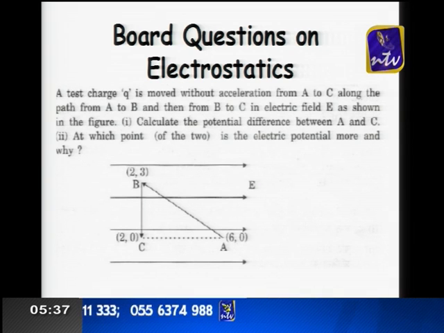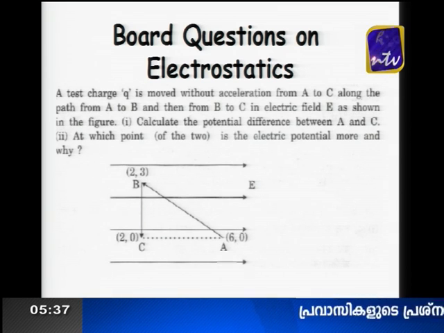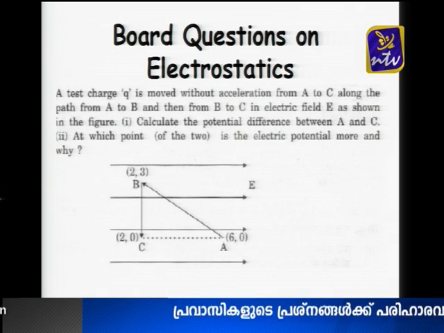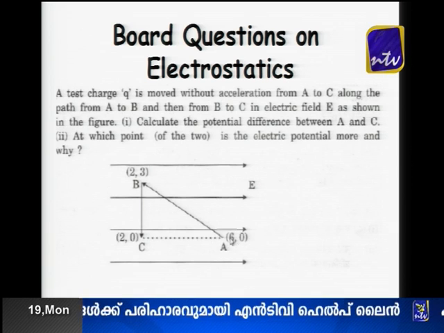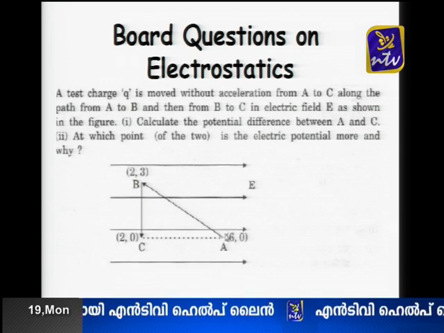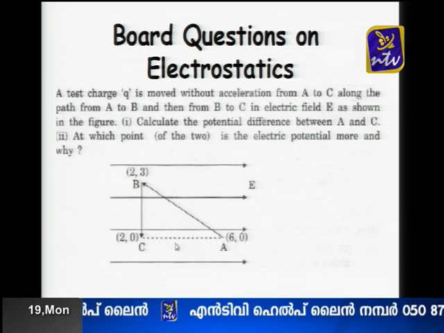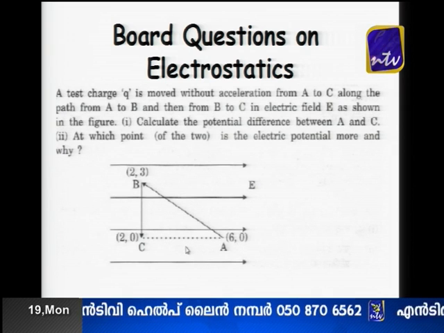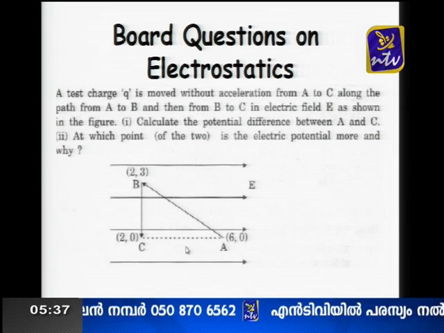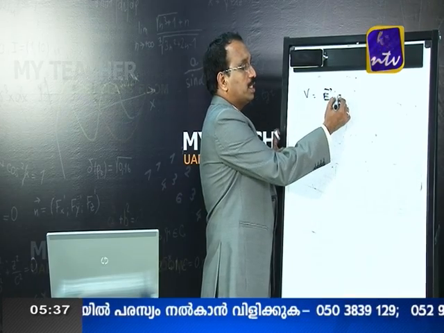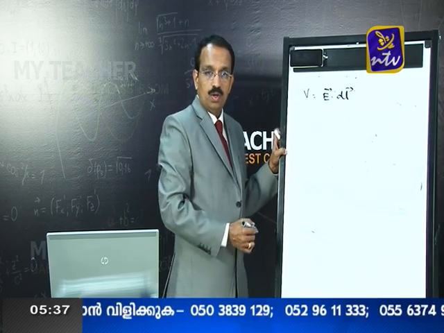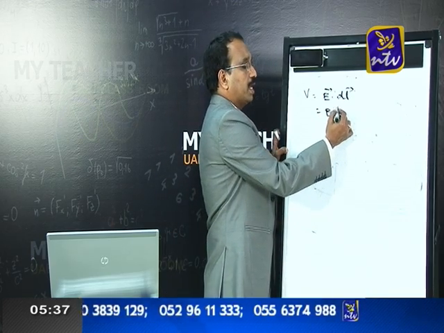Okay, all of you look at the question, look at the diagram. I will show it on the diagram itself. You can make out one thing. The question is to calculate the potential difference between A and C. What is the equation for calculating potential difference in terms of electric field? We have the equation V is equal to E dot dl, or we can also write it as E dl cos theta.